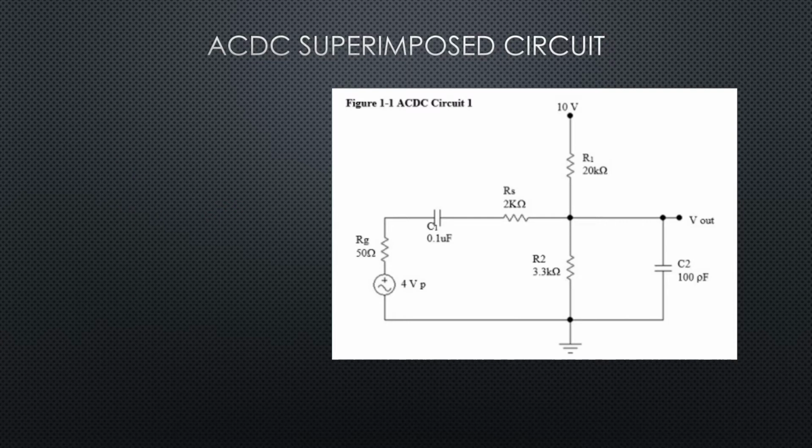Okay, so now that we've got our DC all figured out, let's go ahead and do an AC redraw. And we're going to redraw this at midband. So at midband, the coupling cap C1 should be doing its job and acting like a short, and the filter cap at midband should be acting like an open. So we can redraw our AC circuit like this.